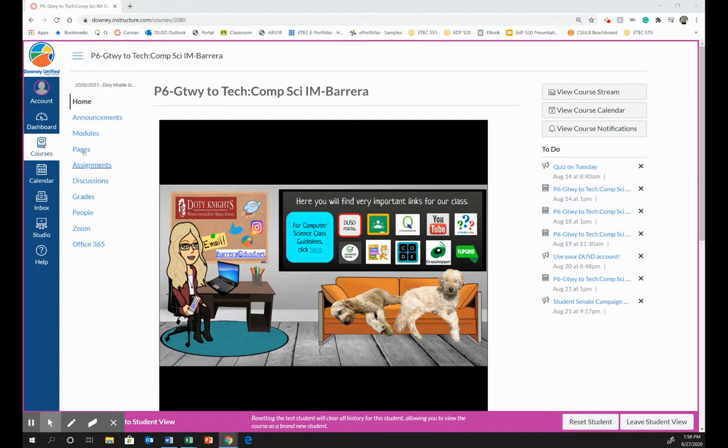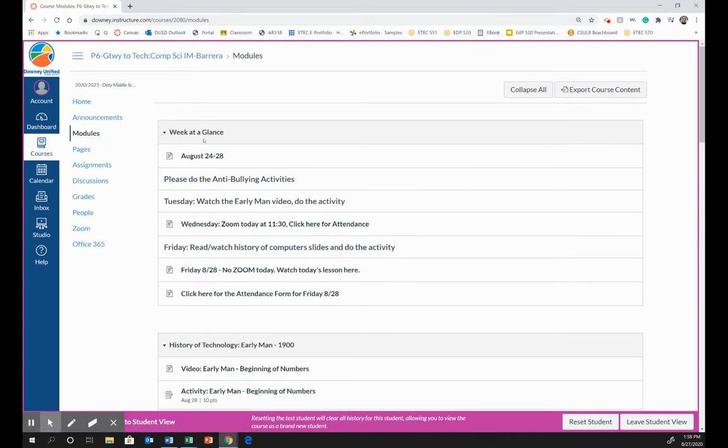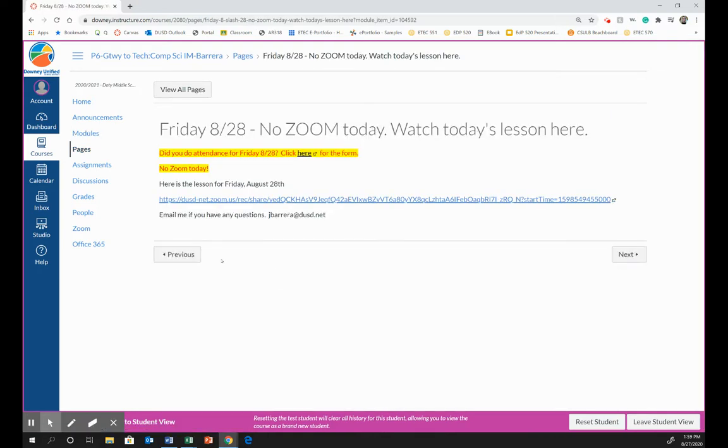All right, looking over here at the modules, click there. And today you'll see that it is Friday. You're going to read, watch the history of computer slides, and do the activity. Here's a couple of pages to click. Friday, no Zoom today. You're going to watch today's lessons here. Hey, look at that. The attendance is right here in case you miss it in the next one. And here is the lesson.